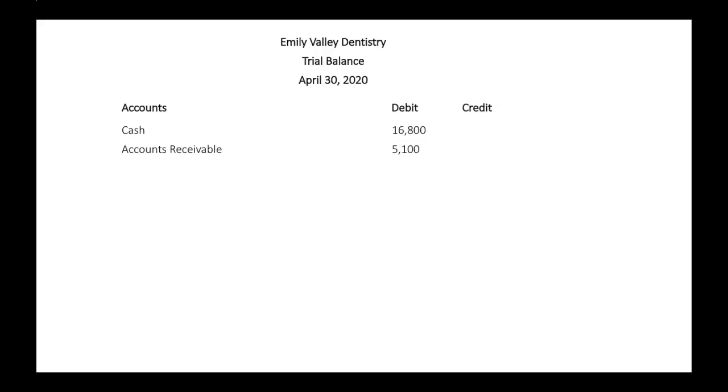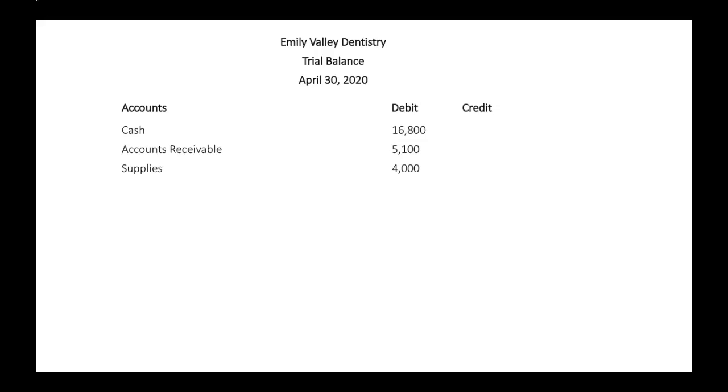After cash, we list out our accounts receivable. That had a debit balance of 5,100. Then we have our supplies. That had a debit balance of 4,000. That was the end of our assets in this example.